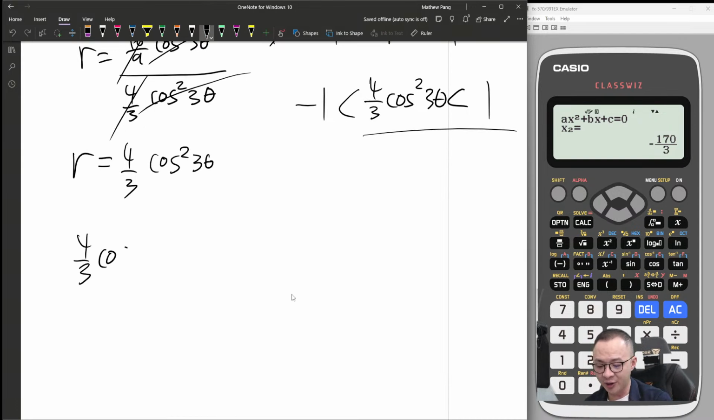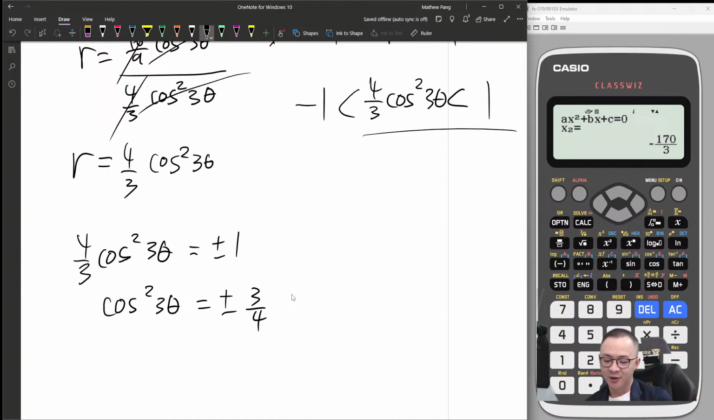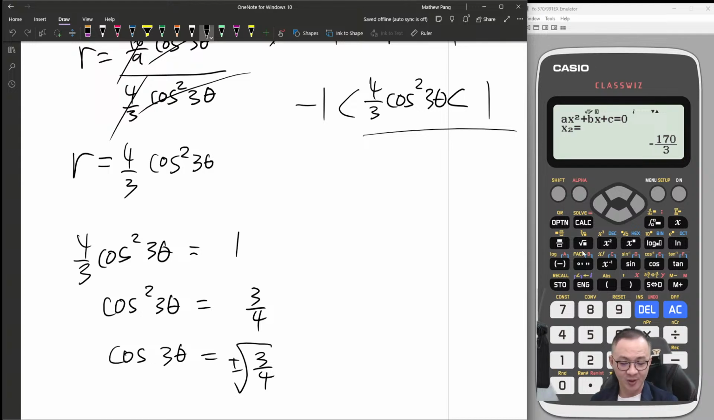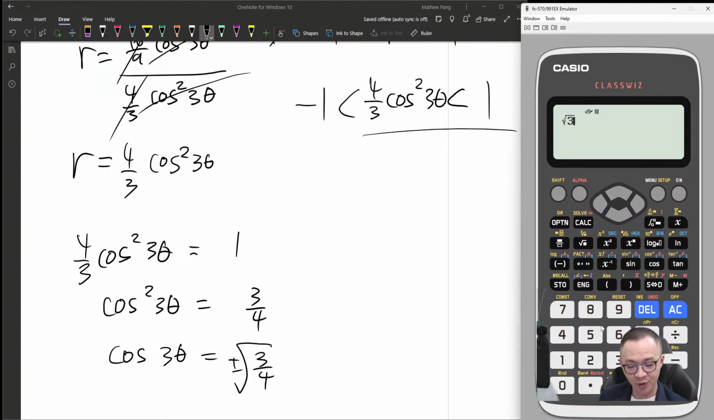So 4/3 cos² 3θ equals 1. Yeah, we can do plus minus 1 actually, because since I want to find plus 1 and minus 1, I straight away do plus minus 1. So cos² 3θ equals 3/4, because I need to square root it. I don't do plus minus on this side, because a minus value cannot be square rooted, we get a math error. So cos 3θ, now this square root I can put plus minus, square root 3/4.